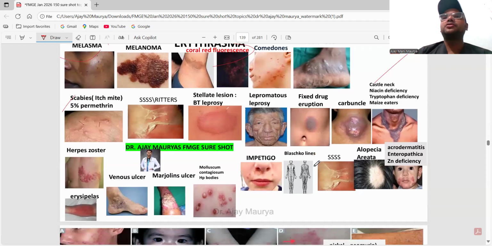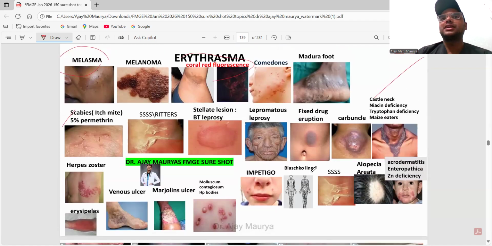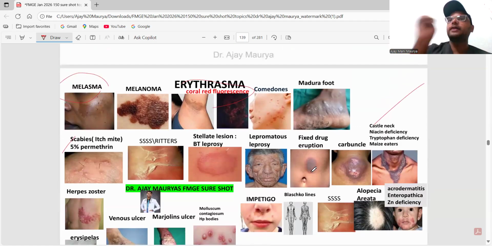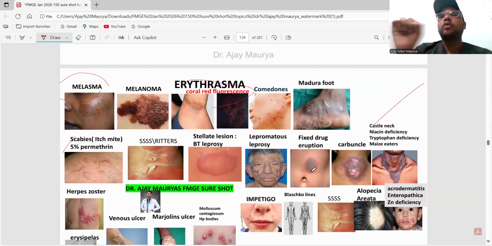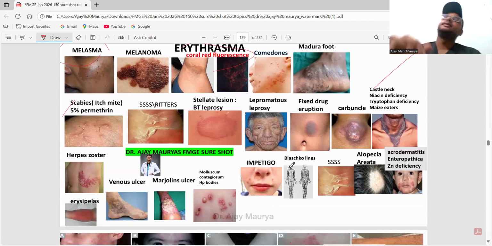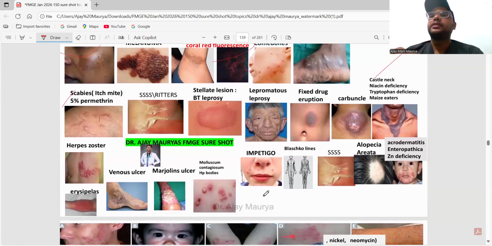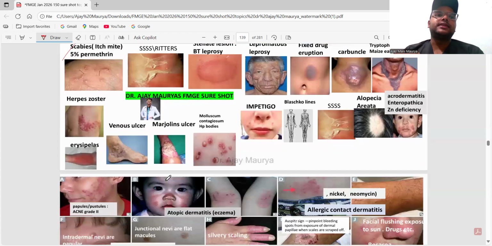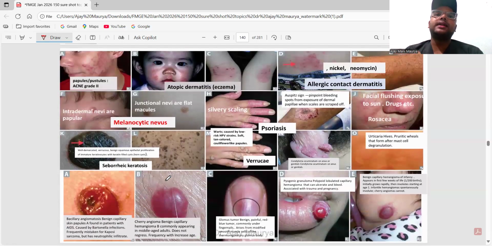Just take a screenshot or take out a printout and try to find out, and also write down all the important points, how we are going to remember these images. Learn the images and their clinical importance by heart. This is also given: acrodermatitis enteropathica, zinc deficiency, alopecia areata. These are also important.